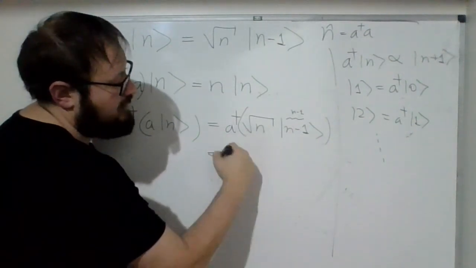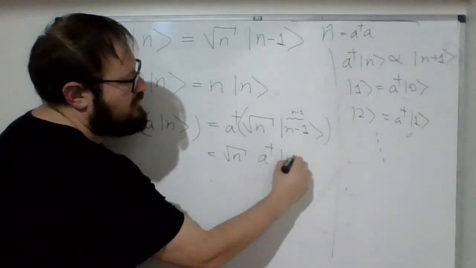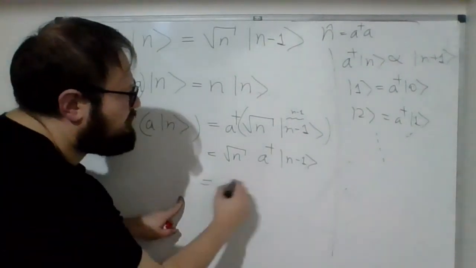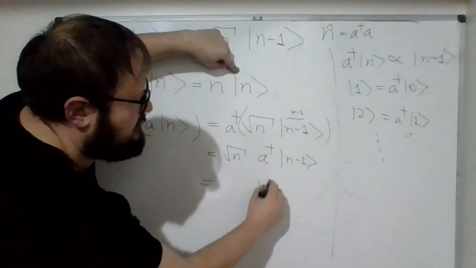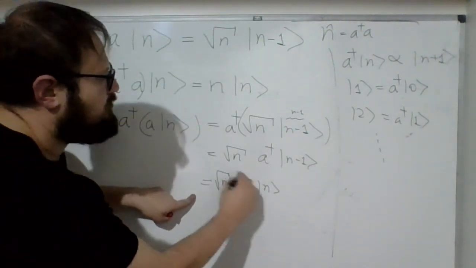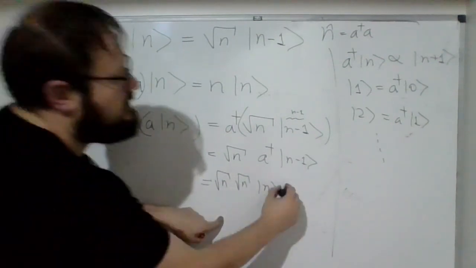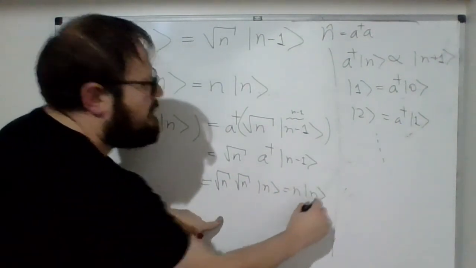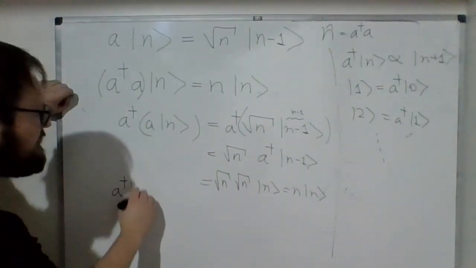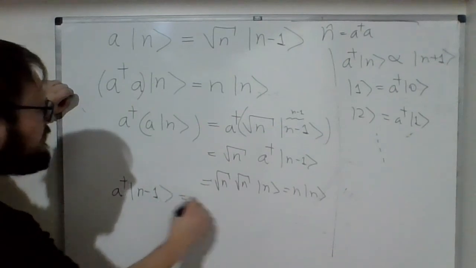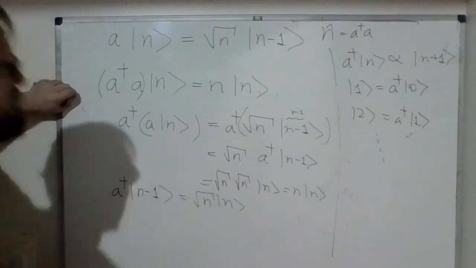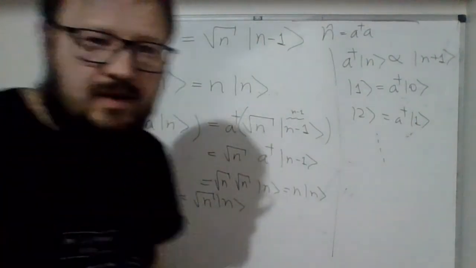This square root was already there. So I need to find out what this object is. It must produce this n, which is here. I already have a square root of n, and I must produce another square root of n. So this is n, and it repeats the state. So when A dagger applies to a state n minus 1, it produces the state n with the proportionality factor square root of n. All right.